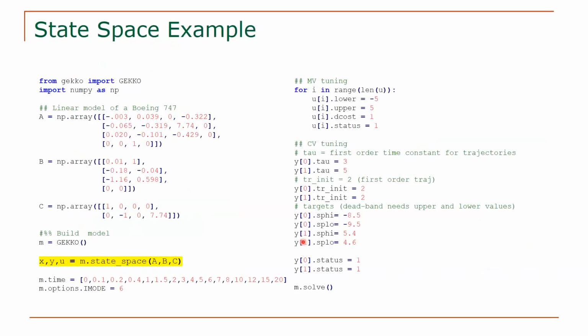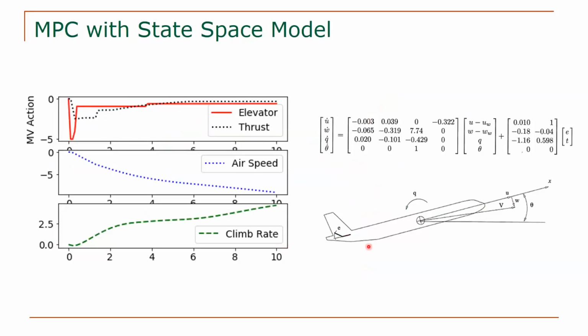Here's a state space example. We've got our A, B, and C matrices. This is a linear state space model of a Boeing flying at 40,000 feet. And here you can see this is where we actually build the state space model, passing in those A, B, and C. This particular one is continuous time, but you could also do a discrete time state space model. And here's just some tuning where we're tuning that airplane to fly how we want, and these are the results. So here's that state space model, an airplane, and it works great.